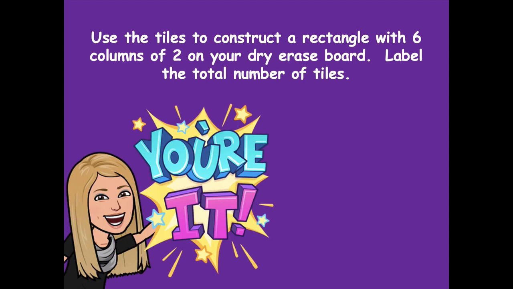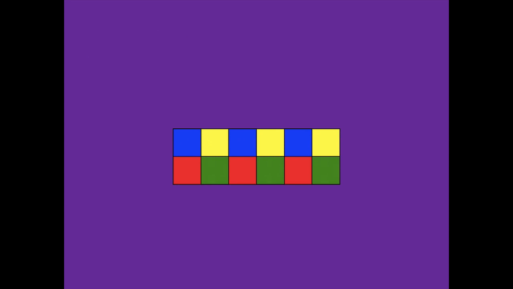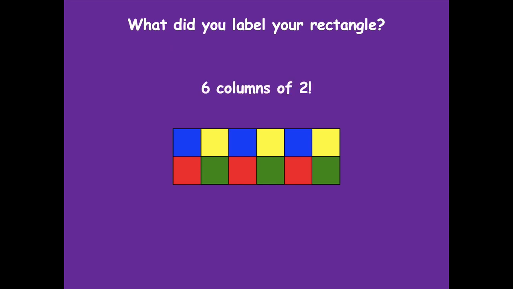So pause the video, 6 columns of 2 with your square tiles, and then click play when you're ready for the next step. Okay, friends. So here we have 6 columns of 2. And then what did we label, or what did you label your rectangle? Same, right? 6 columns of 2.